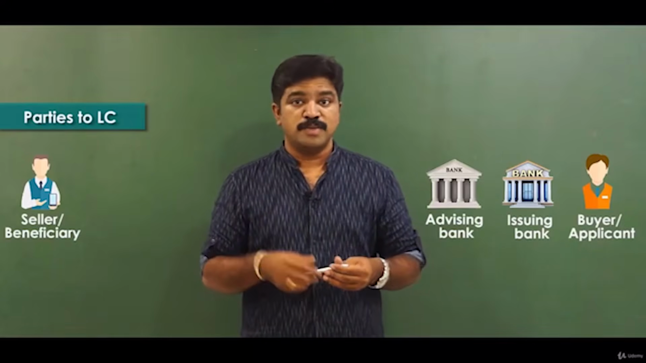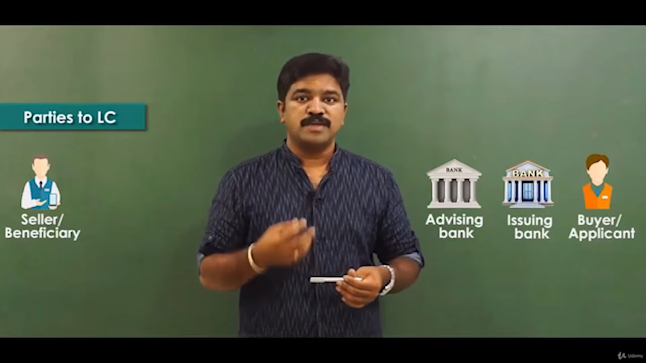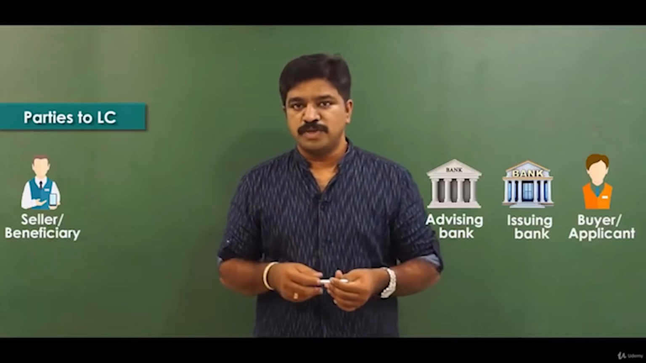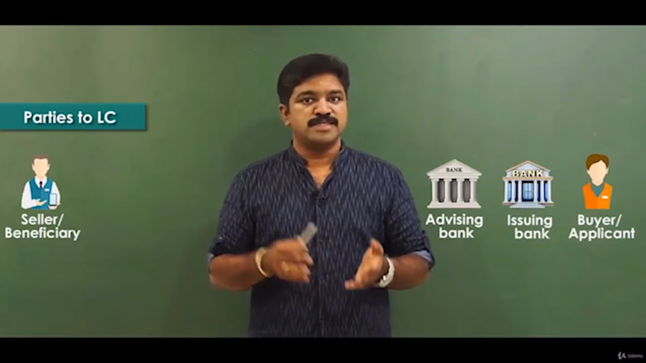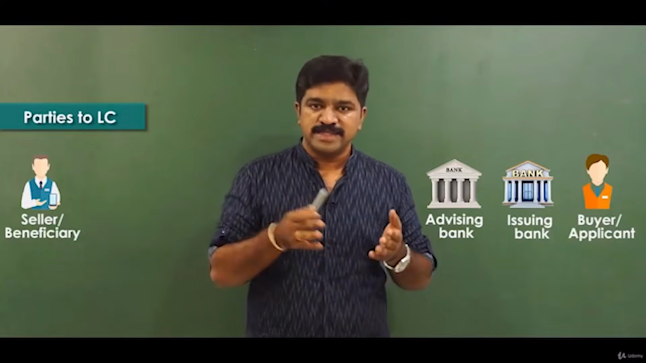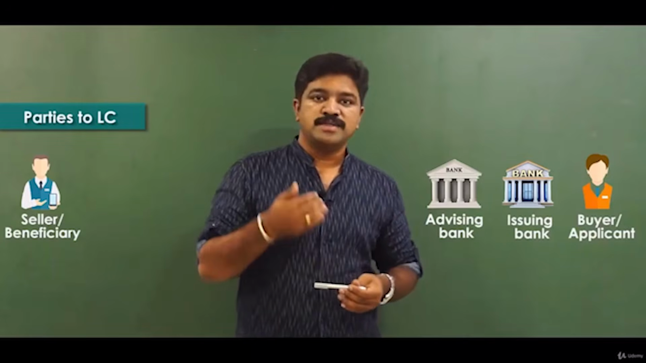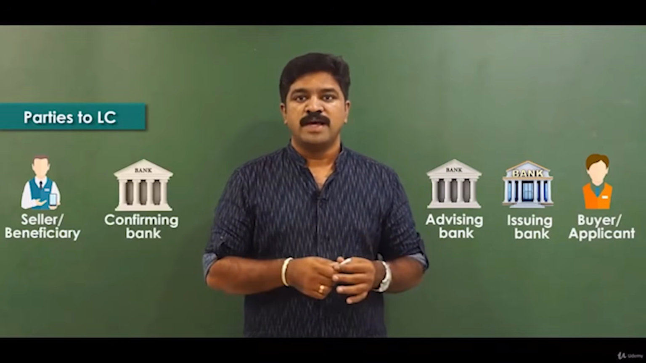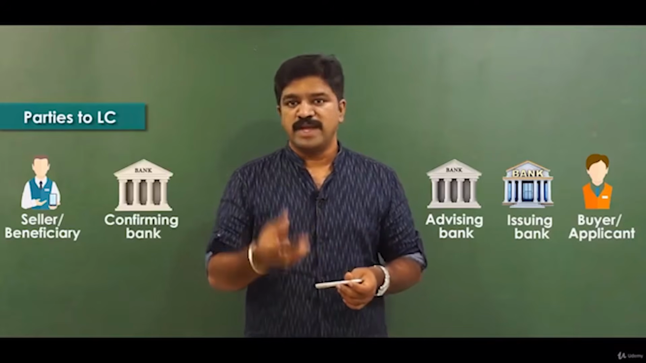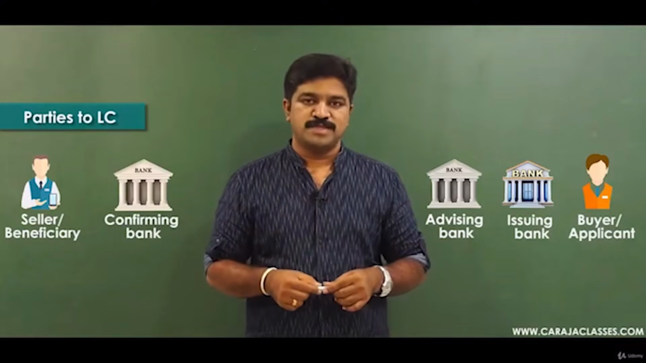Sometimes the seller may be in a dominating position, or the seller may not believe the LC issued by the issuing bank of the buyer. The seller may stipulate a condition saying that the LC has to be confirmed by a bank in his location. So another bank may also come into the picture. We call that bank a confirming bank, and it's through these banks that the entire LC process revolves.